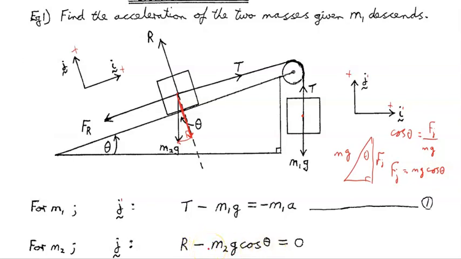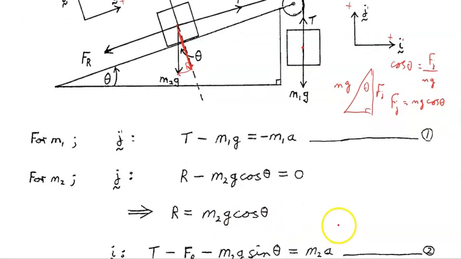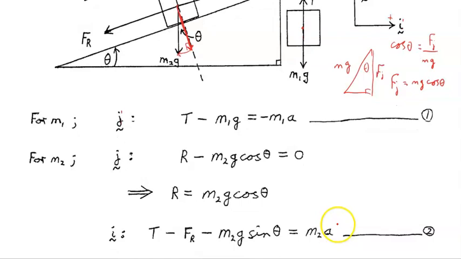Now, the net force in this direction is zero. The mass doesn't accelerate off the plane, it doesn't accelerate into the plane, the net force is zero, so that's zero. From this immediately, that tells us that the reaction force is m2g cos theta. All right. Now, we go down a little bit further.